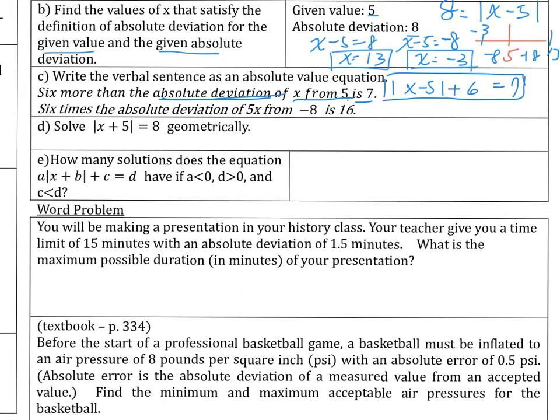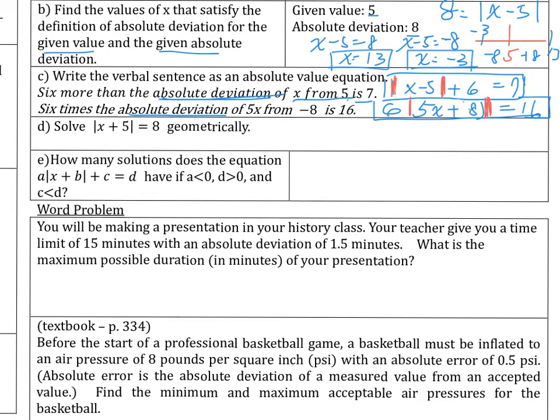Six times the absolute deviation of 5x from negative 8. So 6 times the absolute deviation, put some absolute value signs up, 5x from negative 8, so we have to do 5x minus 8 is 16, and then we need to change this to a positive sign or addition sign. Okay, I'm just going to use the red pen to indicate this as absolute value signs.